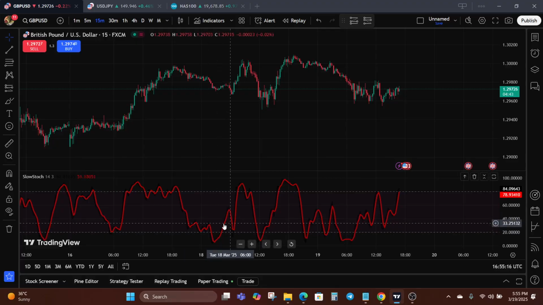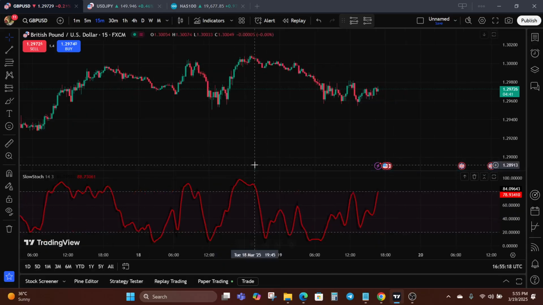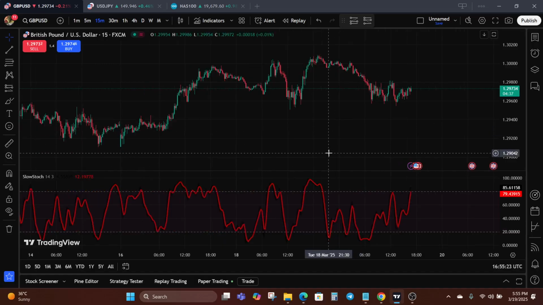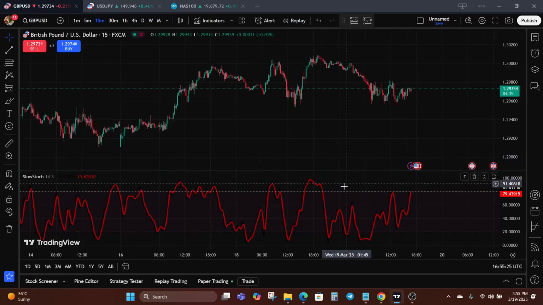We're going to be starting with the basics real quick. The slow stochastic indicator is a momentum oscillator that helps traders identify overbought and oversold conditions. It is based on the standard stochastic oscillator, but the slow version smooths out price movements, making it less reactive and more reliable in identifying true trend reversals.